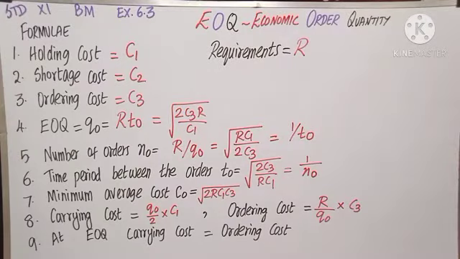Good morning, children. In today's class, we are learning a new concept called economic order quantity, abbreviated as EOQ. We have certain requirements for any concern, which we call R. And we have certain expenditure, the cost, which we term as C1, C2, C3. C1 represents holding cost.